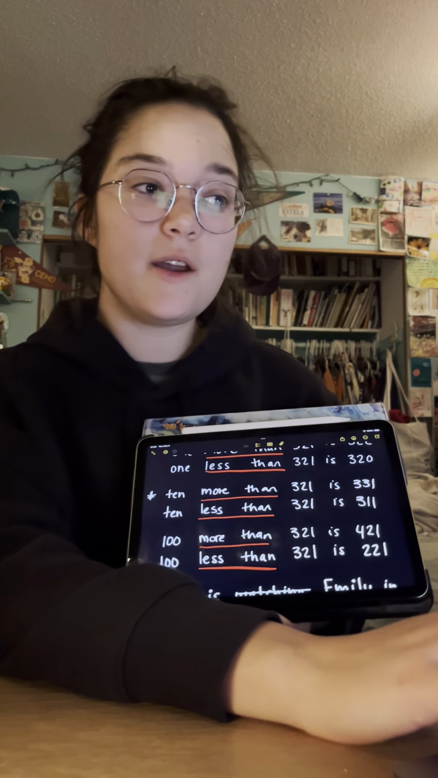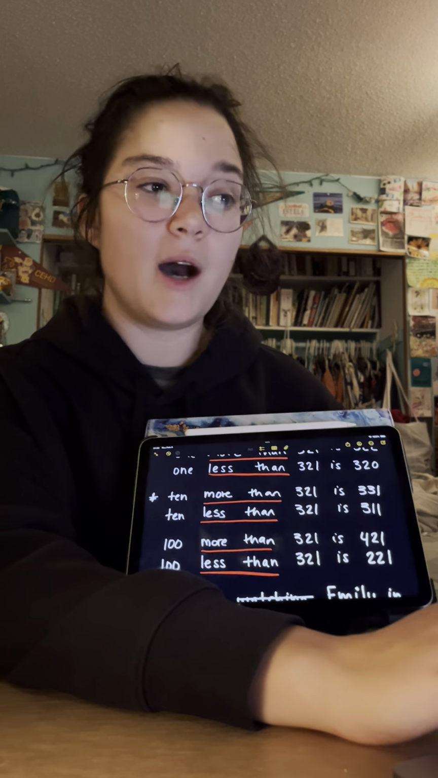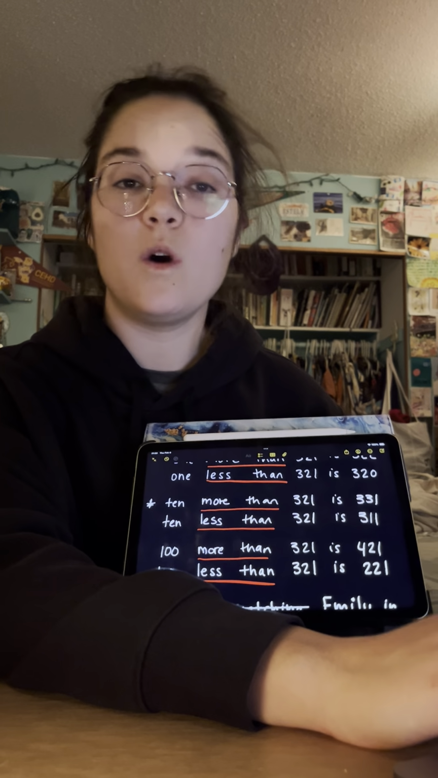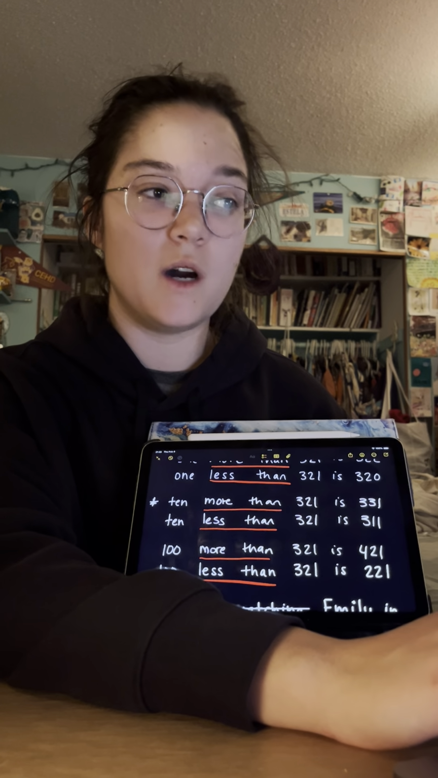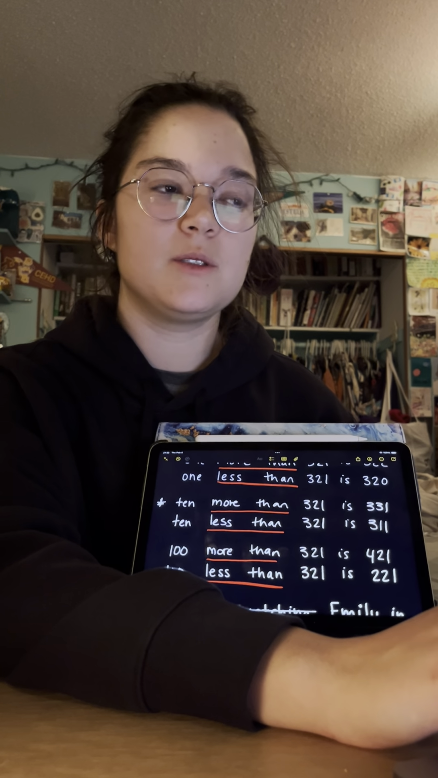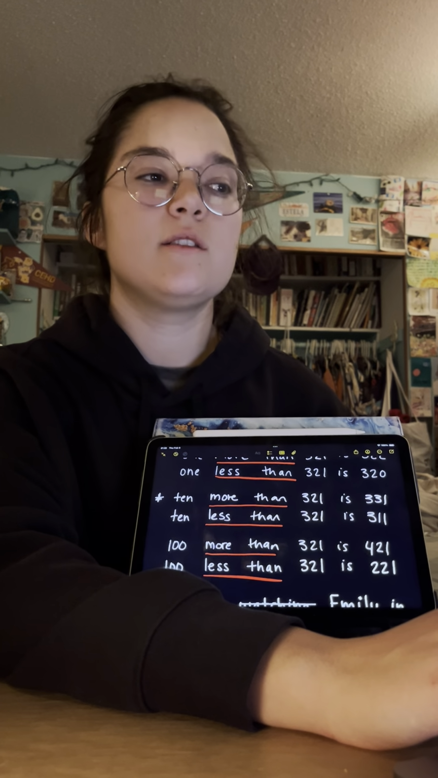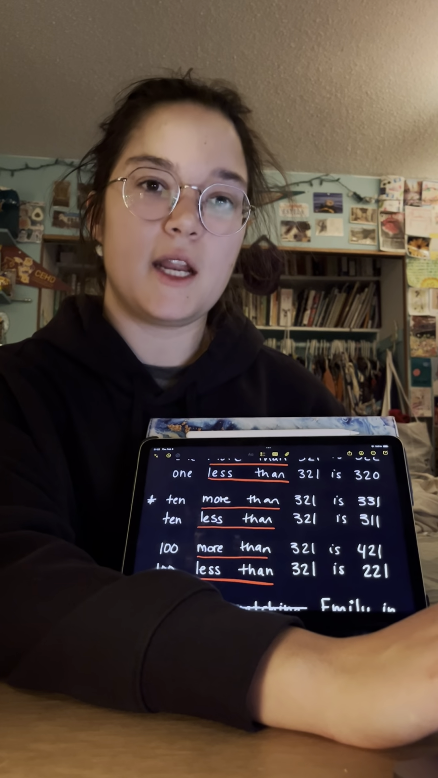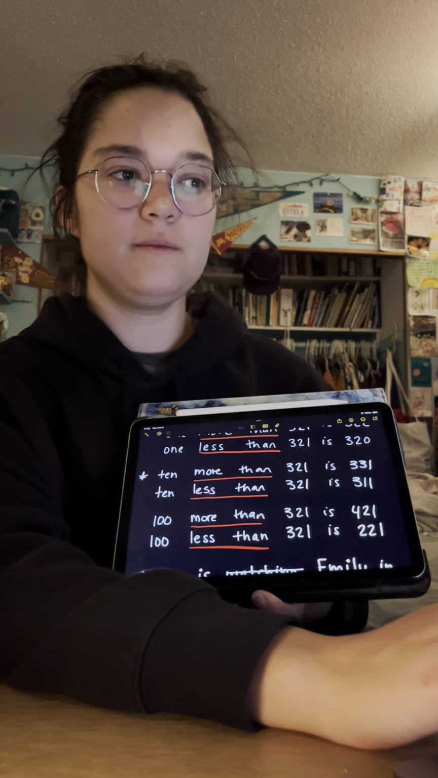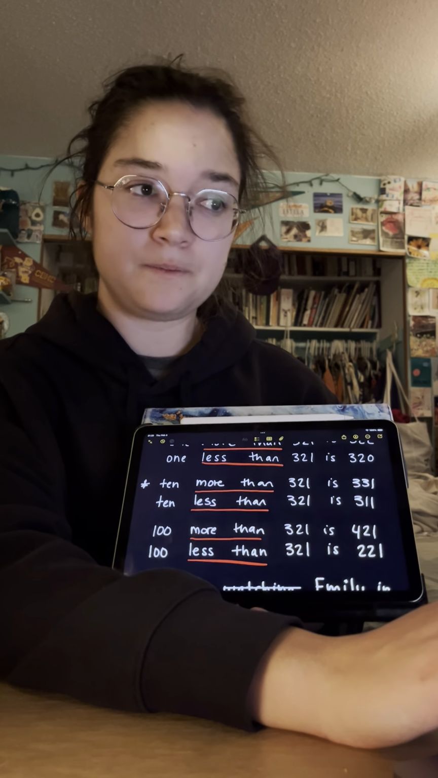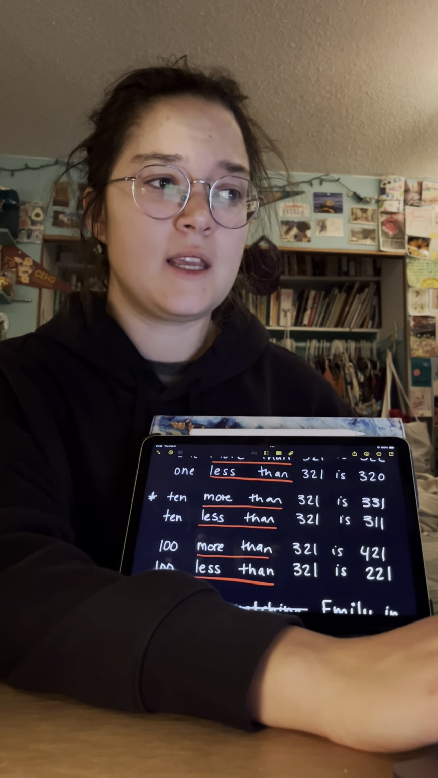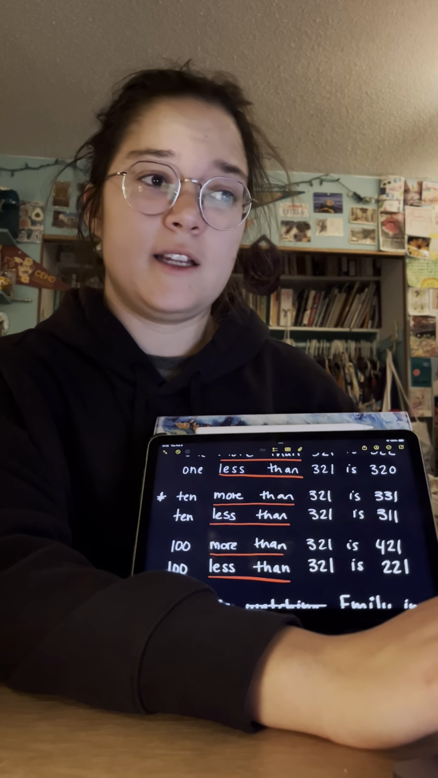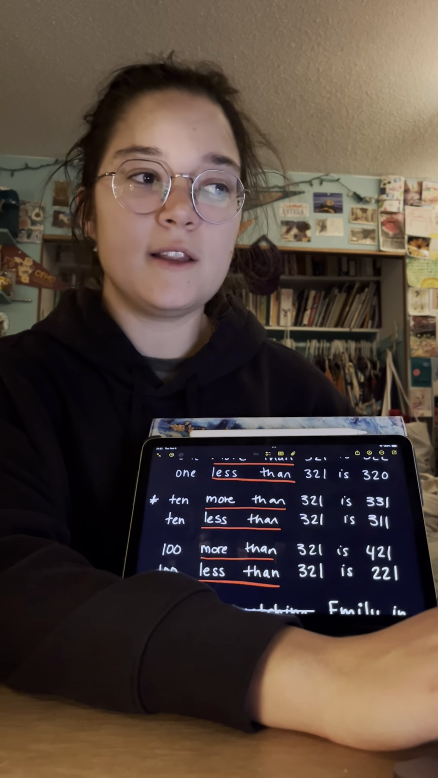321 is an odd number. It is composite. The factors are 1, 3, 107, and 321. The first 5 multiples are 321, 642, 963, 1,284, and 1,605.